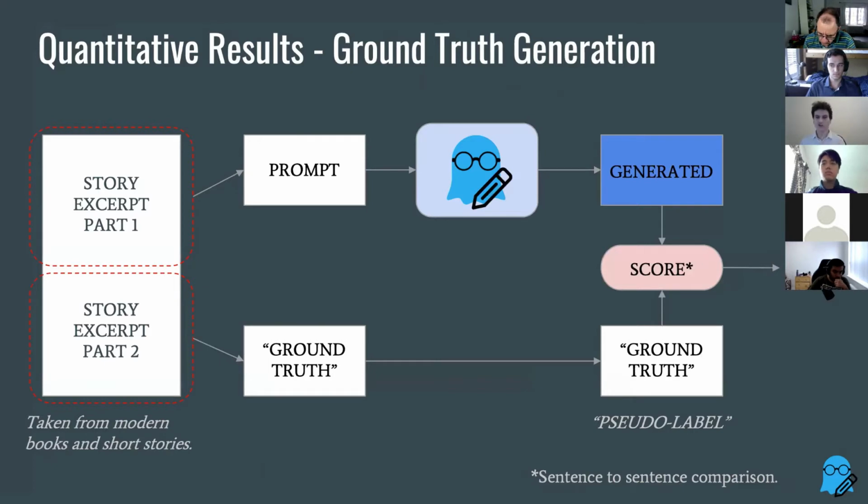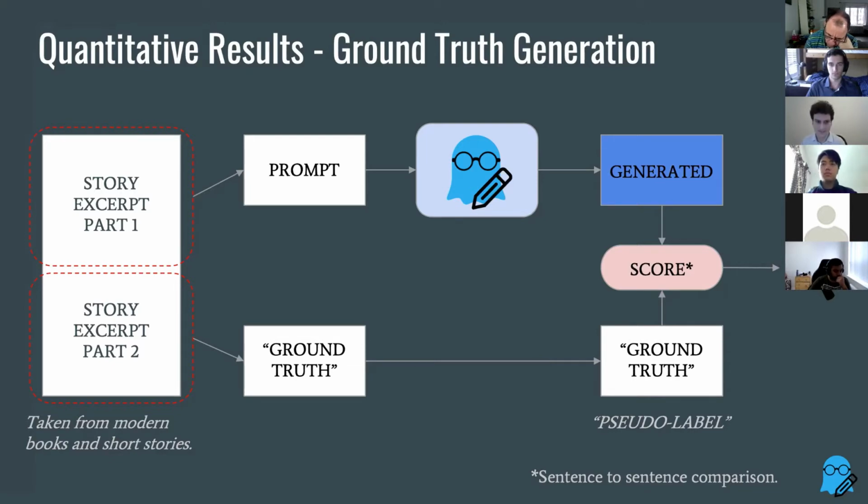So then another challenge that we face is how do you generate a ground truth for a problem where one doesn't really exist? Well, to overcome this, our solution was to split our input story into two and take the first part as a prompt for our model to continue, and the second as a ground truth, which actually acts like a pseudo label, and when paired with the generated output, creates a score.